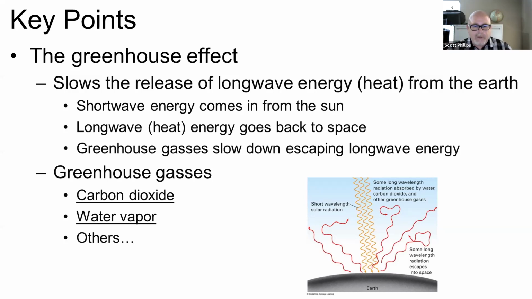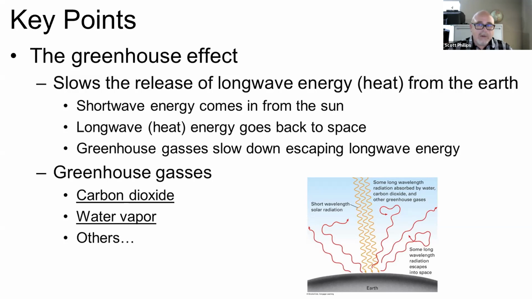Now, we're not going to get too far into climate change now. We're going to be covering it later, but this is a key element when we talk about climate change. This is the mechanism which is part of our changing climate. Now, when it comes to climate change, what do you read more about, or what are people more concerned about, carbon dioxide or water vapor?